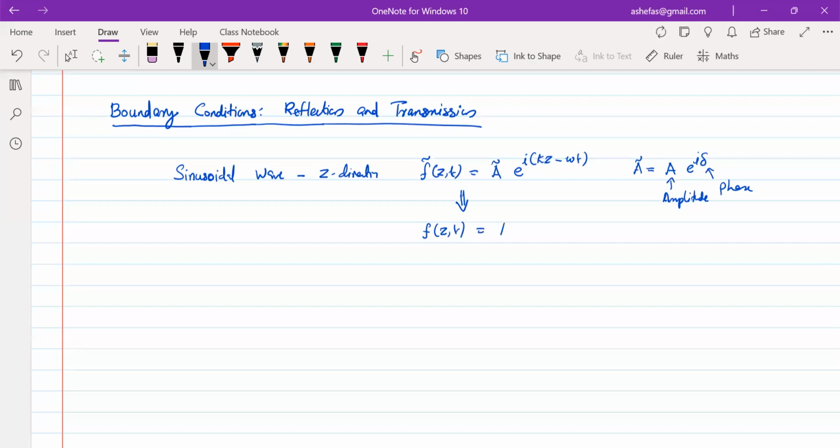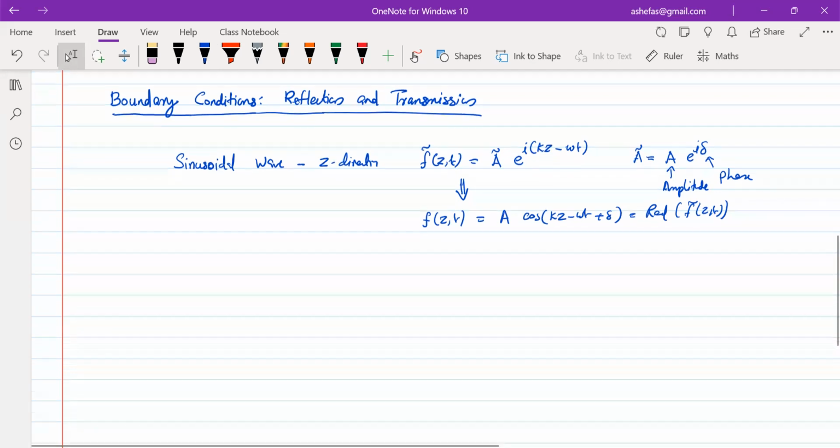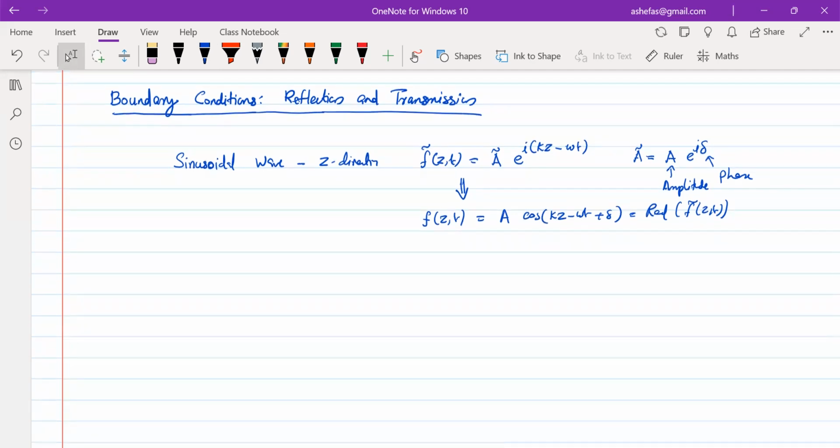This can be written as a cos of (kz minus omega t plus delta), which is the real part of f tilde of z,t. So it is always convenient to use the complex notation. Not only in this particular lecture, but in all the remaining lectures we will be using this complex notation. Okay. So today's topic is boundary condition, reflection, transmission.